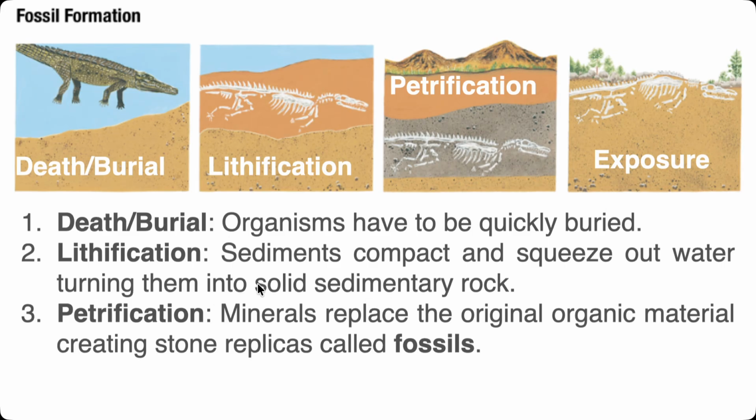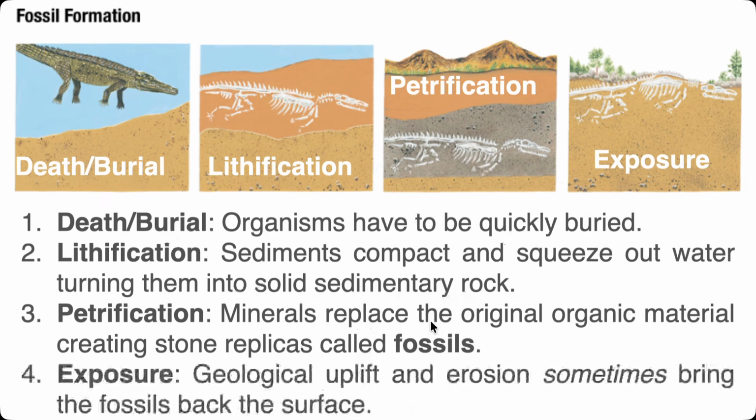And then finally you have exposure. And so these very deep skeletal remains might get pushed up to the top by geological uplift, which could be caused by a convergent plate boundary, which we talked about in the last unit, or erosion. It could just be that wind or glaciers or something expose now this to the elements. And as a result, now the fossil's back to the surface, and so people are aware that it's there.